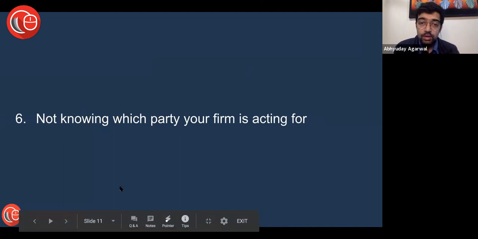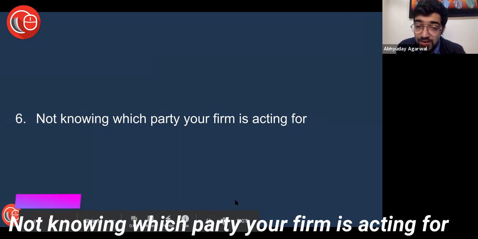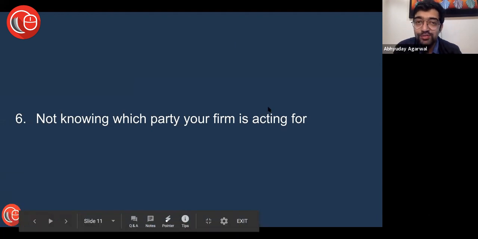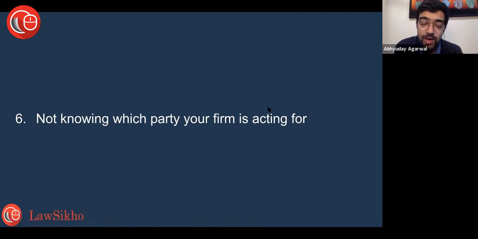Next, not knowing which party or firm you are acting for. This is especially important if you are making your first contract, and also if you're reviewing. What if you are reviewing the contract, even as an intern, in a way that is strengthening the other party's position? When you're reviewing a contract, you will spot things that should be done in the other party's interest, but some things you will leave because you don't want to overprotect the other side. You want to create a balanced contract.